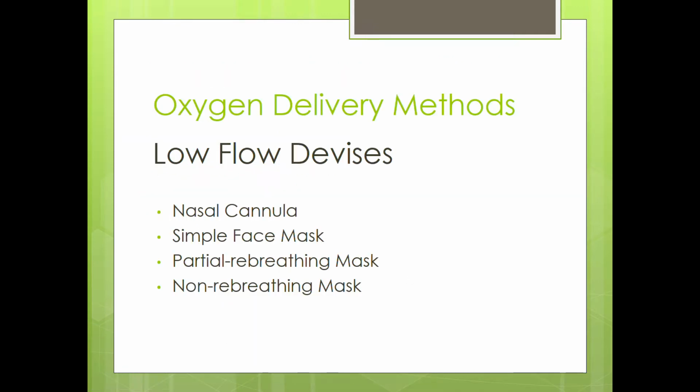Now, we're going to look at four primary ways that oxygen is delivered. The first is a nasal cannula. Okay. The second is a simple face mask. The third is a partial rebreathing mask, and the fourth is what we call a non-rebreathing mask.